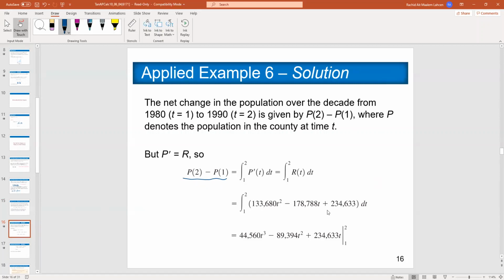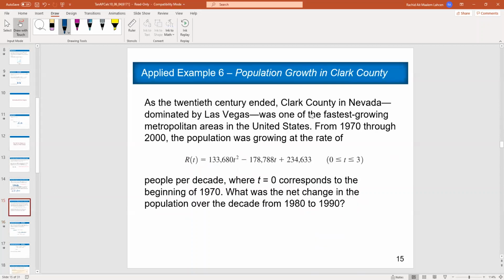So if you have the function, then we'll do another example of this. If you have the given function here, the 20th century for Clark County in Nevada, and if you go to the keywords, the population was growing at a rate. You see the keyword, the rate. So that's the integral here, given the rate r(t). That's the keyword, right? So you can consider it P prime, of course.